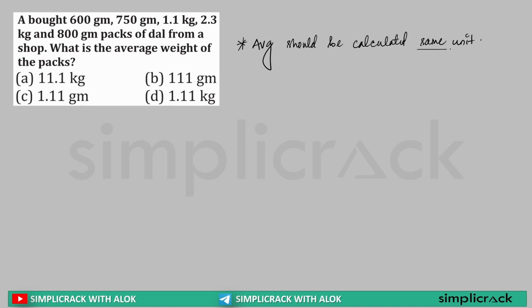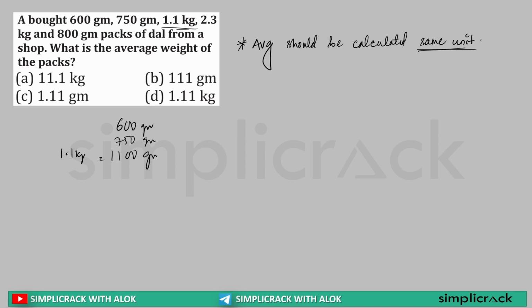So all the observations should have the same unit. Now the first packet is 600 gram, right? The second package is 750 gram. The third package is 1.1 kg. I know 1.1 kg is equal to 1100 gram, because 1 kg equals 1000 gram. 1.1 means 1 kilogram plus 100 gram, that is 1100 gram.